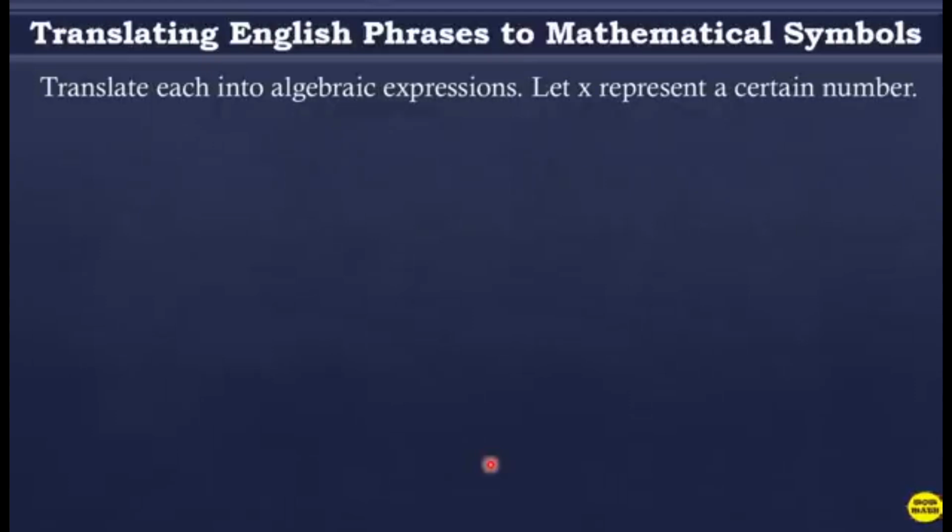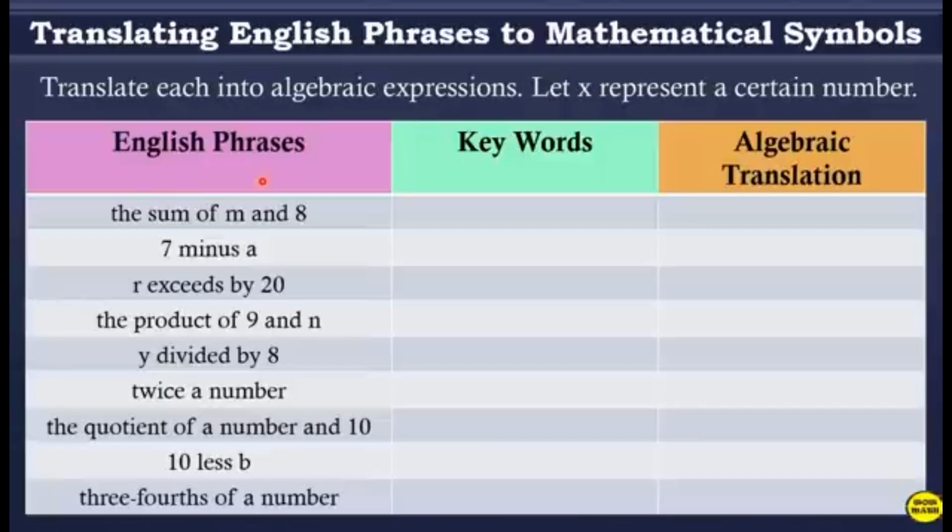So we're going to translate each into algebraic expressions. Let's have first the English phrases before we proceed with the English sentences because they are both different. Now take note, if the number is not given exactly, we're going to represent it as x. So all the variables will be represented as x. I have here 9 phrases. We're going to translate these 9 English phrases into algebraic symbols.